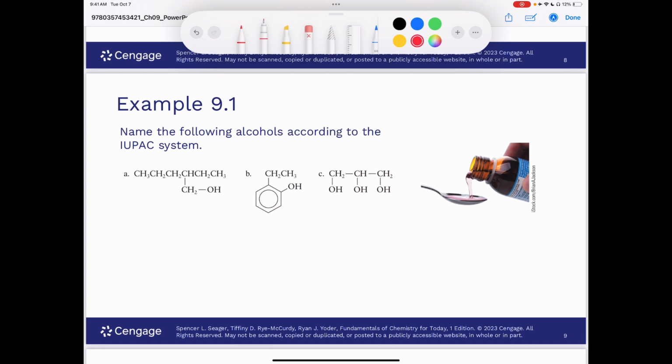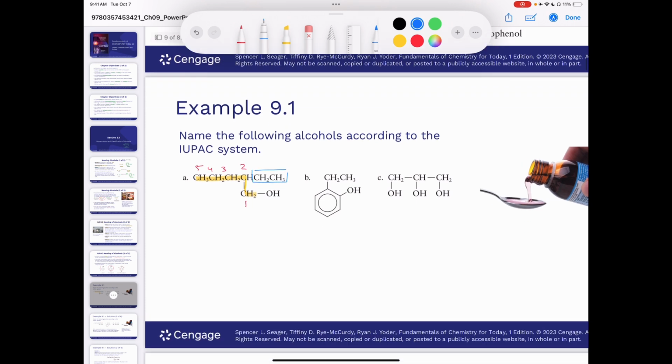All right, let's see if we can name some alcohols here according to the IUPAC system. So the first one, you can see the longest chain that contains the hydroxyl is going to be 1, 2, 3, 4, 5 carbons like this. Since the hydroxyl group is going to be on carbon number 1, this is going to be a 1-pentanol. And then you can see that we have an ethyl group. It's on carbon number 2 like this. So this would be 2-ethyl 1-pentanol.